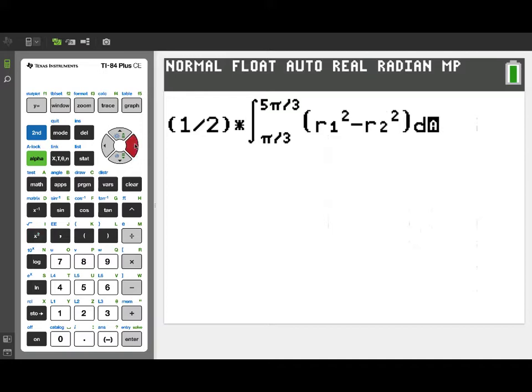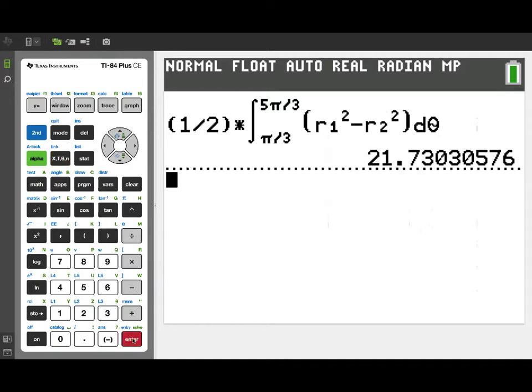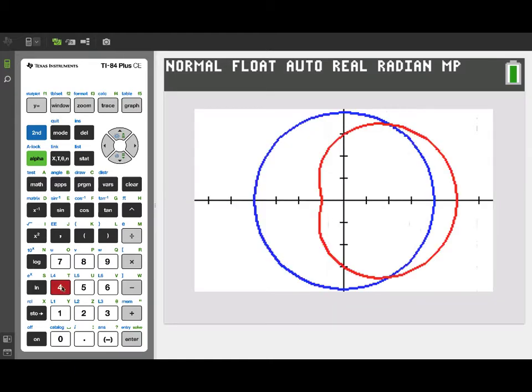Now, because this particular problem was on the non-calculator part of the exam, only the integral expression was asked for in the problem. But we've gone ahead and computed it and gotten the value 21.73. Again, that is the area of this kind of crescent-shaped region between the two polar curves.